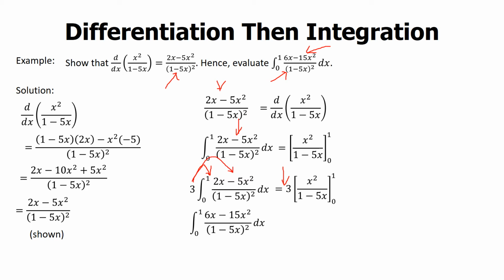Because when I multiply these 3 inside, let's see what will happen. It becomes integration from 0 to 1, 6x minus 15x squared over 1 minus 5x squared dx, which is the same as the integration that we want to find the answer for. Then from here, just substitute x equals 1 minus x equals 0. So this is what we get. Hence, the answer is negative 3 over 4.